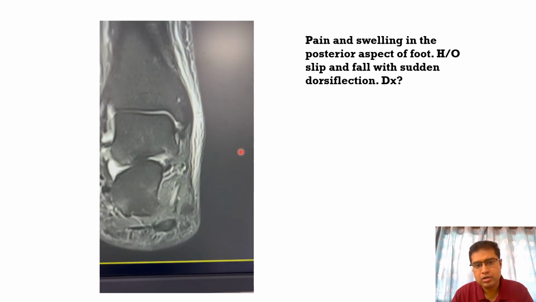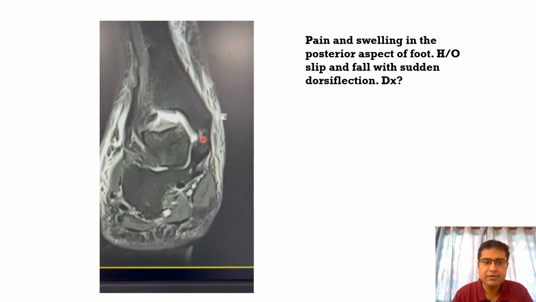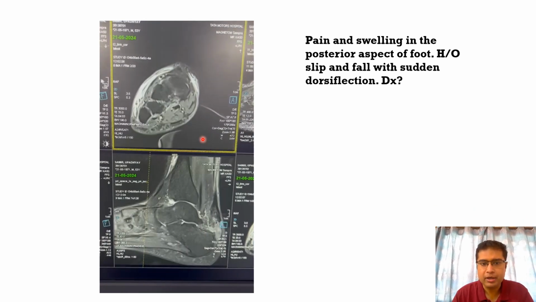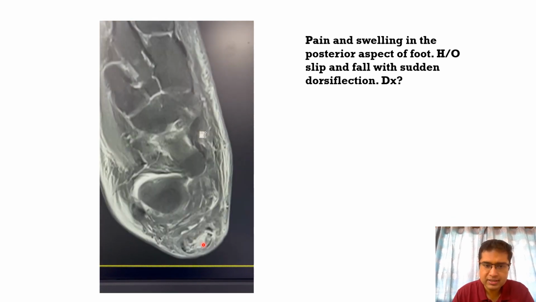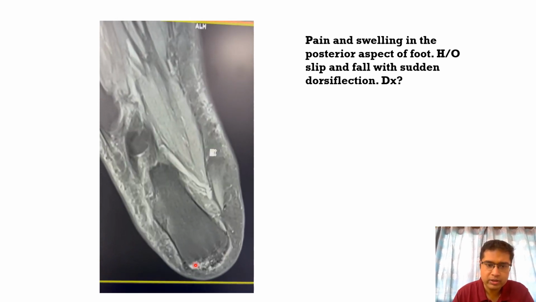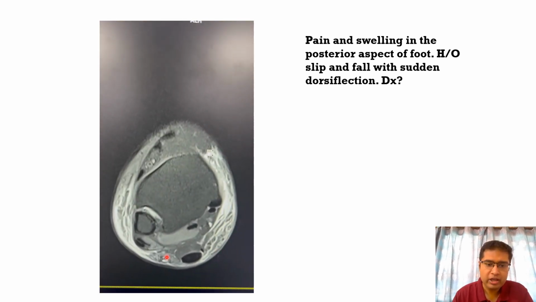On the coronal PDFS images, again we can see that there is collection with extensive surrounding edema in the soft tissue. And these are the axial PDFS images where we can see that there is thickening in the distal tendoachilles with discontinuity, and at the site of discontinuity there is a lot of hematoma.